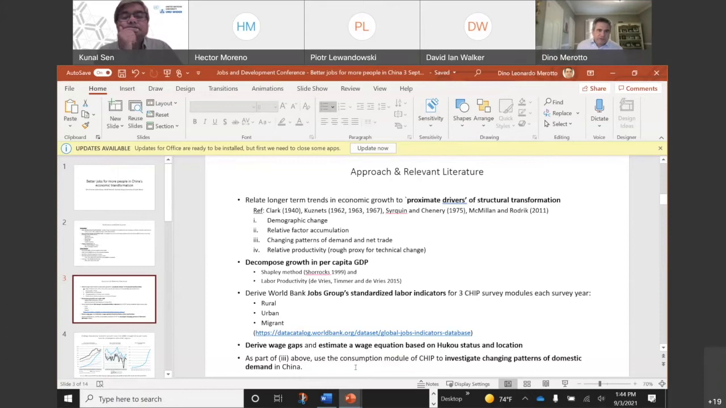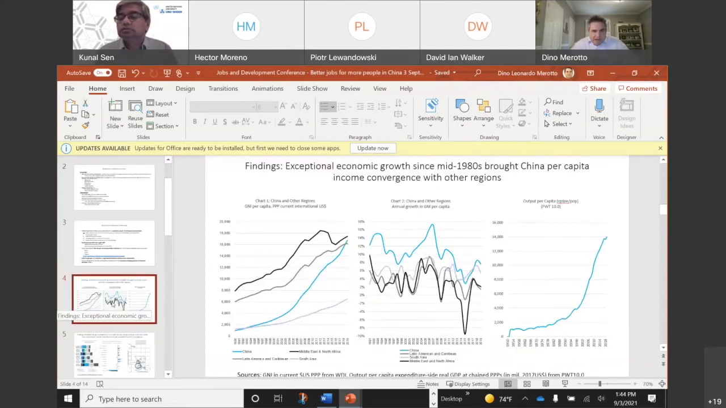And as part of the investigation into changing patterns of demand, we're also trying to look into the importance of non-homothetic preferences in China, investigating changing patterns of consumption as China got richer through the growth and transformation. So very briefly, those of you who know China know that they have experienced exceptional growth since the mid-1980s.